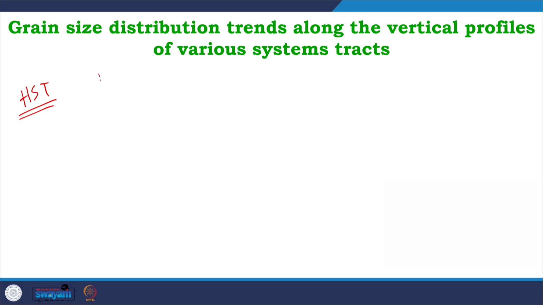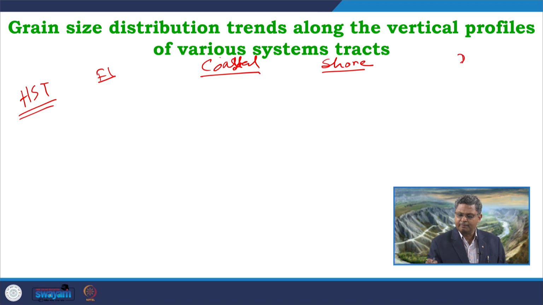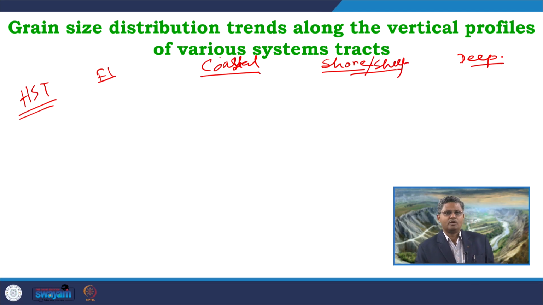For example, we can get a fluvial system, we can get a coastal system, we can get a shallow marine area or shore area, and we can get a deep marine area. Maybe shore can be replaced with shelf as well, shelf system as well. So, during the HST part, in the fluvial system, what kind of grain size distribution can we expect?